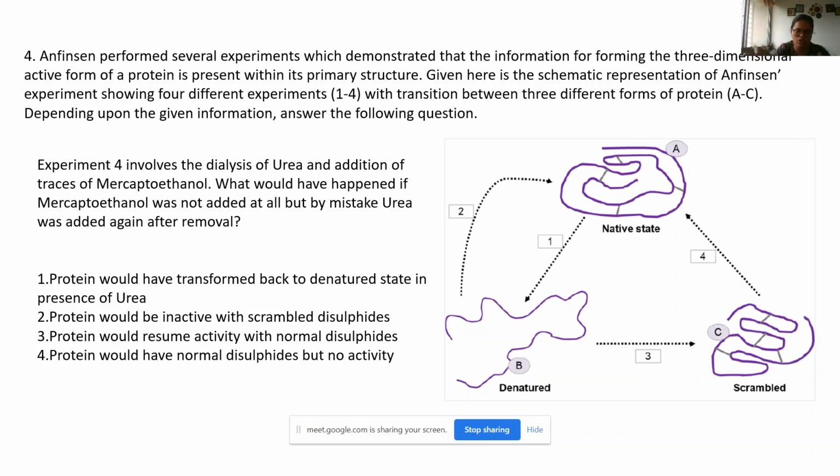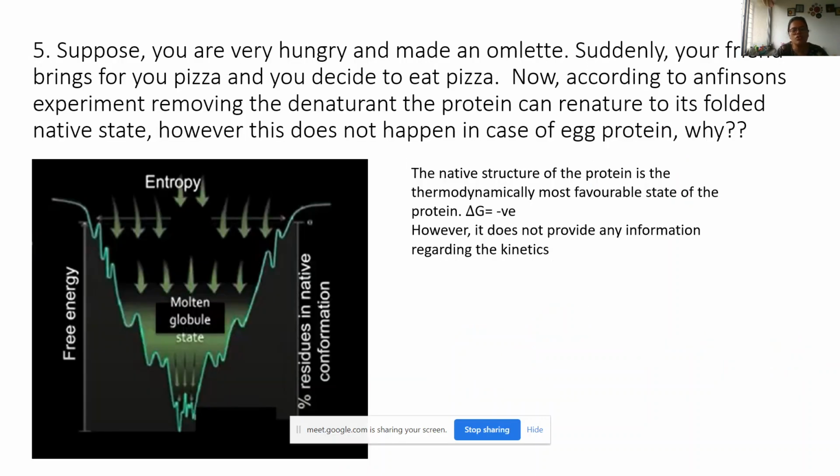a very long time. So sometimes when you are doing protein refolding experiments, adding particular enzymes helps in reaching the refolded state faster, because an enzyme increases the speed of the reaction. So do not confuse that every time you remove the denaturant, it will always form the native protein.